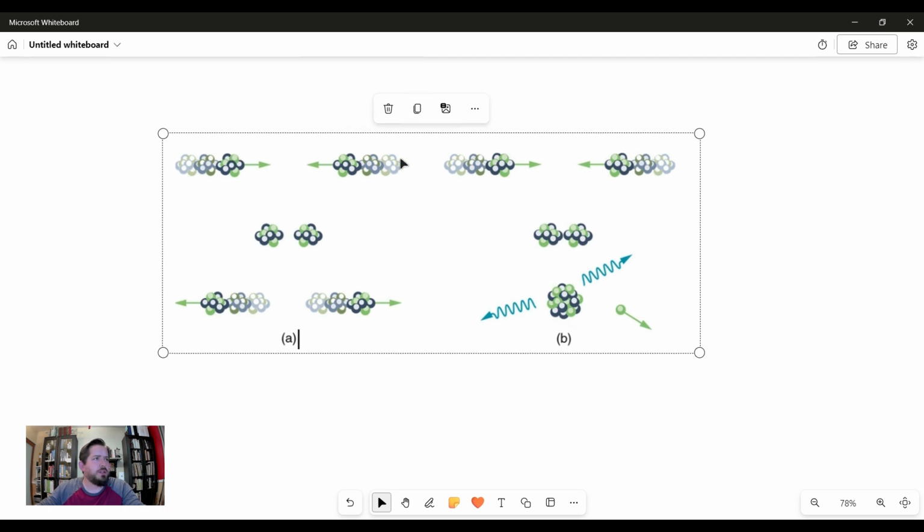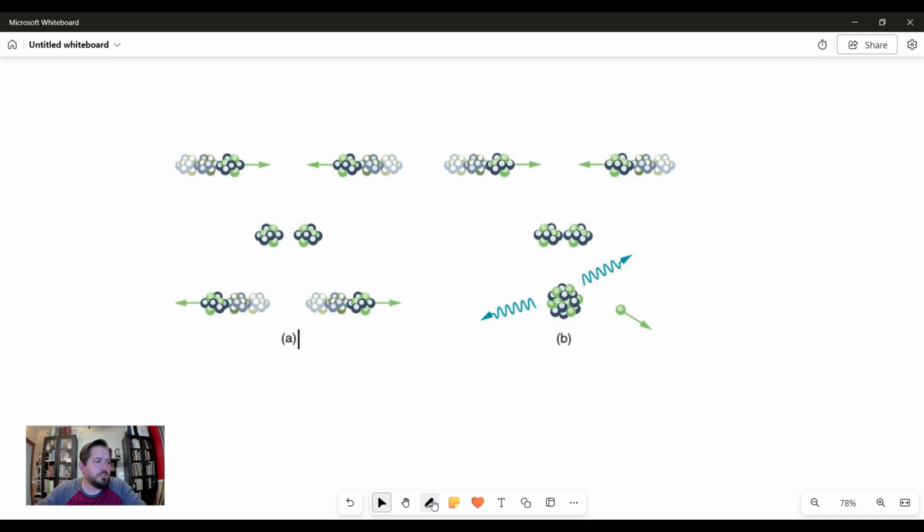On this top row, on the left in A, we have two nuclei coming at each other. This one is headed this way, and this one is headed this way. As they get closer, we still have the Coulomb force that says, nah, you guys take off, and they just turn around, all right, sorry, my bad, and they go the other way.